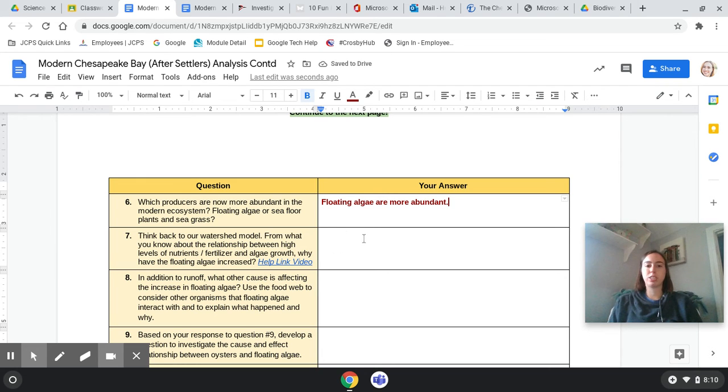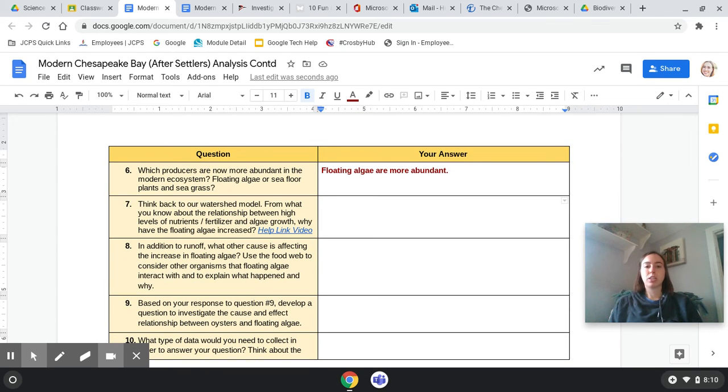Now we're ready for question 7. Question 7 says, think back to our watershed model. From what you know about the relationship between high levels of nutrients and fertilizer and algae growth, why have floating algae increased? So this question is asking us, why are floating algae now more abundant in the ecosystem? They used to be rare in the historic model, so why are they now abundant in the modern food web?